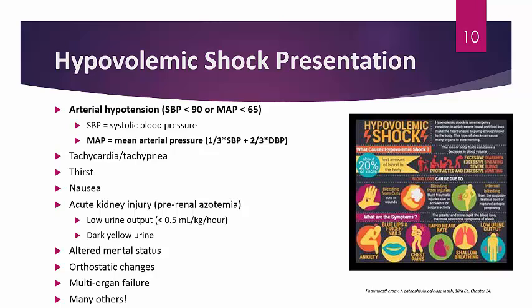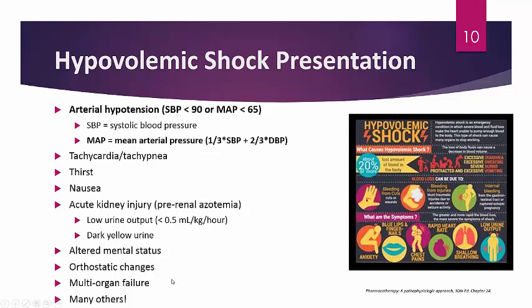You may get an acute kidney injury or a pre-renal azotemia due to lack of blood flow to the kidneys, and this can result in a low urine output or even anuria or oliguria, which is defined as a urine output of less than 0.5 mL per kilo per hour. You also may see color changes in the patient's urine. As a result of shock, you may develop altered mental status or orthostatic changes.